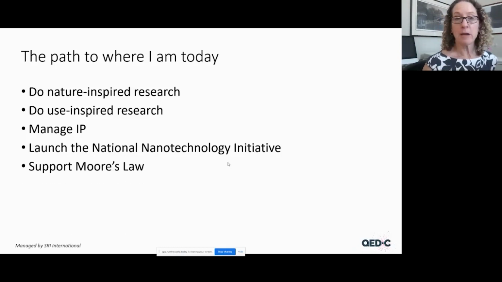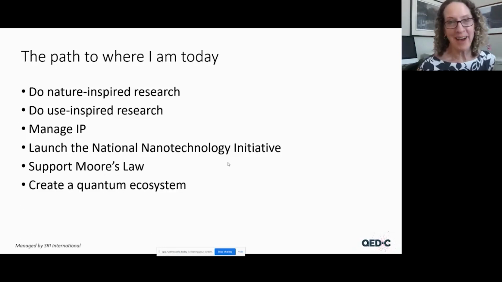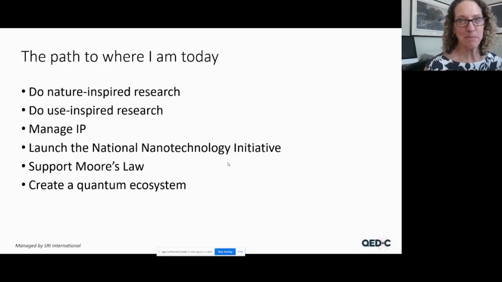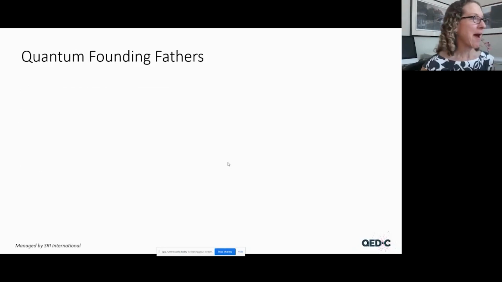I then left the White House and went to the private sector and worked in an industry consortium that was in the semiconductor space and was about continuing Moore's law. And so there I was helping bring together the ecosystem, the university and industry and government contributors to advance a technology very similar to what I'm doing now. And finally, I got to create a quantum ecosystem. So it's been an exciting path.